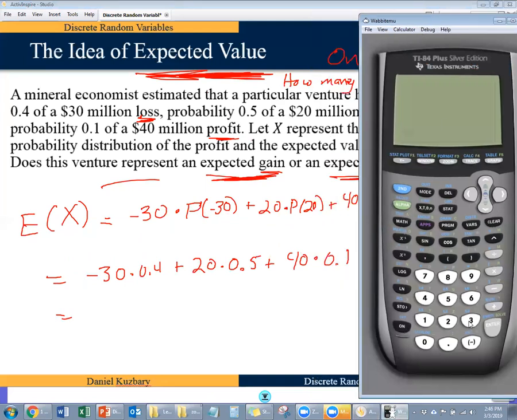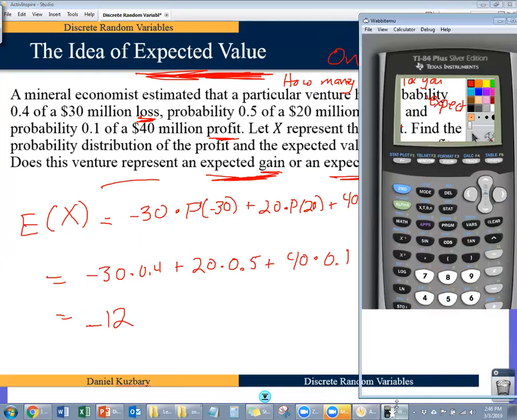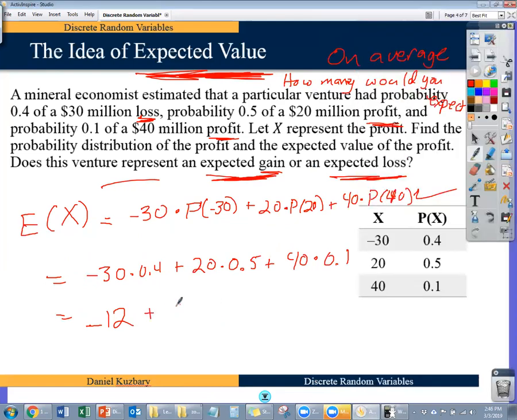So I'm going to do negative 30 times 0.4, which is negative 12. Keep going. Then I'm going to do 20 times 0.5. Well, that's just half of 20, so that's 10. All right. And then I'm going to do 40 times 0.1. That's going to move the decimal over and be 4. So on average, I'm going to expect to gain 2. So negative 12 plus 10 plus 4 is positive 2.